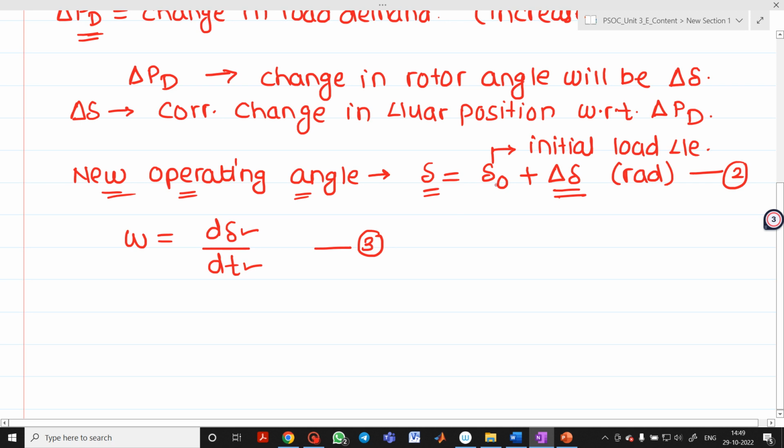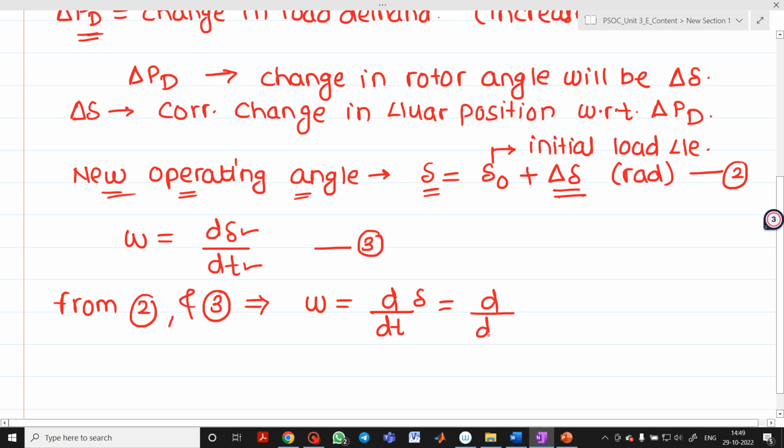Now if you compare equation number 2 and equation number 3, how can I write? So I will write it here, from equation number 2 and equation number 3, this omega will be equal to d by dt of delta. So it is nothing but d by dt of your delta 0 plus delta delta. Just what I did, in place of this delta I just substituted this term. Okay, so d by dt of delta 0 plus delta delta.